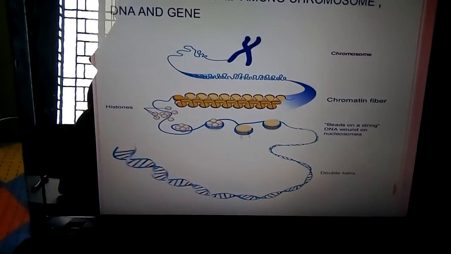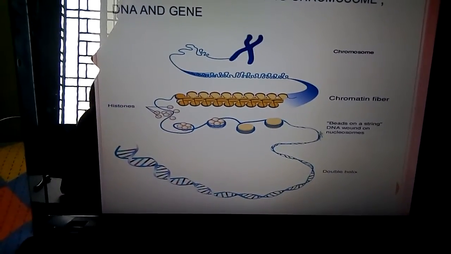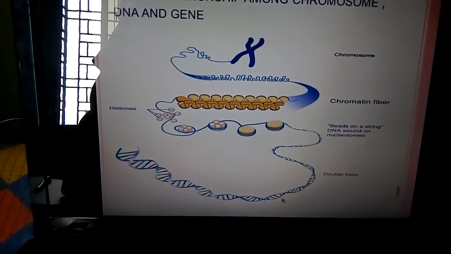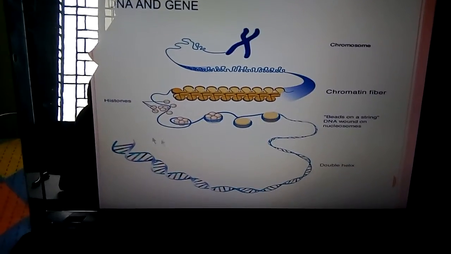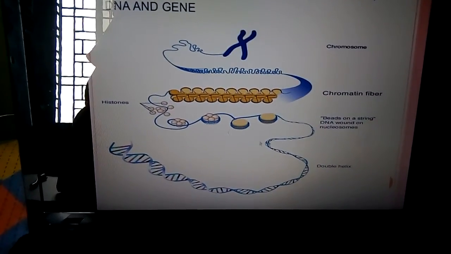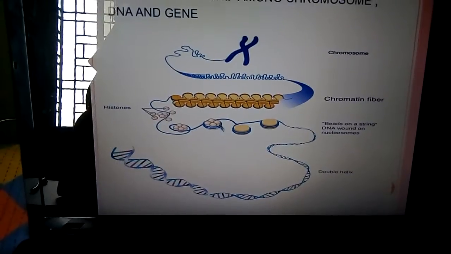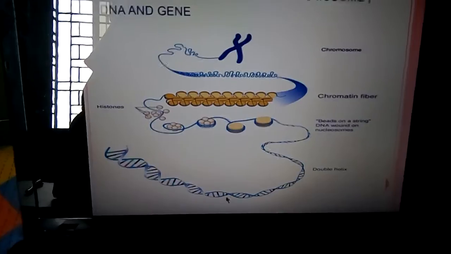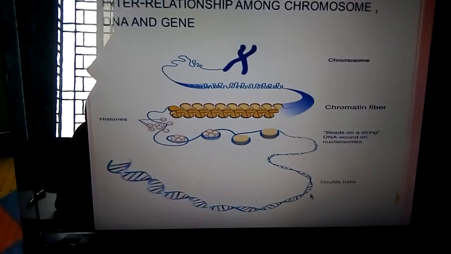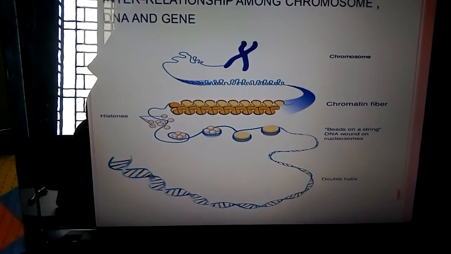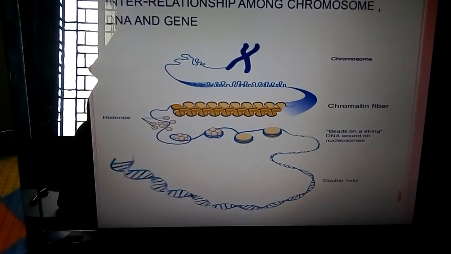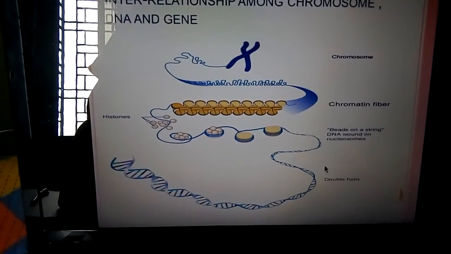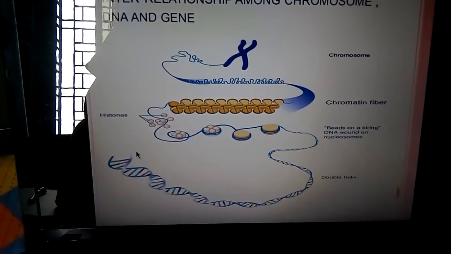When we only see this thread-like part without the proteins, if we separate the protein part, we find a thread-like material, that is the DNA. Now come to this DNA part. It consists of two helical structures, that's why it is known as double helix.